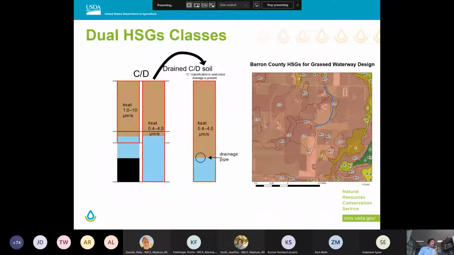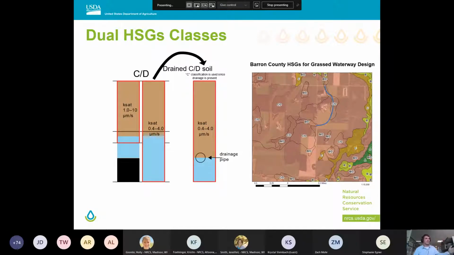And then there's these dual classes, and these can be a really big pain because what they mean is that the soil is a C hydrologic soil group or a D hydrologic soil group unless it's drained. So if it's drained, then you can consider it a C. So if you're designing a grass waterway and you come across one of these dual hydrologic soil groups, you're going to have to decide, is this a C or a D? Is it drained or not drained? And so this might take some on-site investigation. This map over on the right was actually a design in Barron County that I went out with one of our engineers.